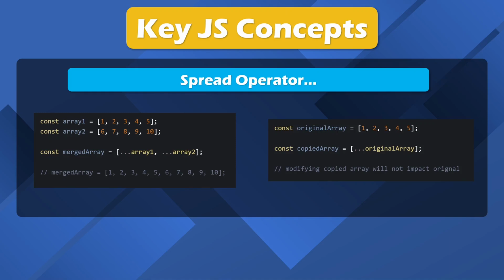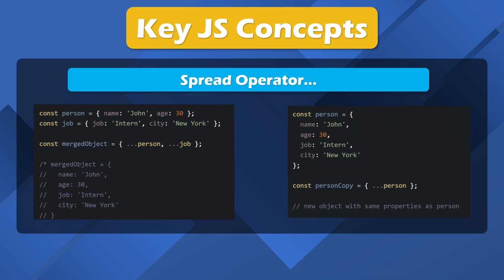Let's have a look at the object implementation for the same. So here we can see we have two objects. First one is the person details, where name and age are available. Name John, age 30. The second object contains the job information of the same person, which is he's an intern in New York City. Now, if we need to create an object structure where I want to merge all the person details into a single object, I can do so by using the spread operator. So in merged object, we use the spread operator on object person and also on object job. And the final object that we get has all the four properties of both the objects.